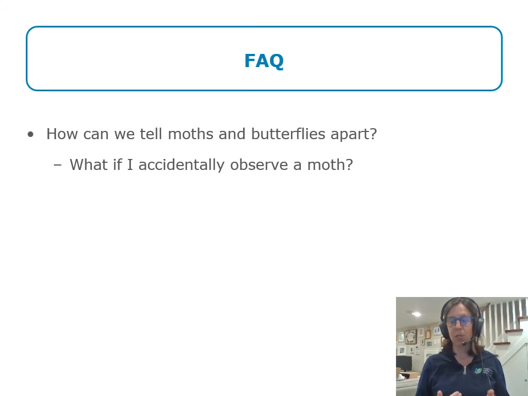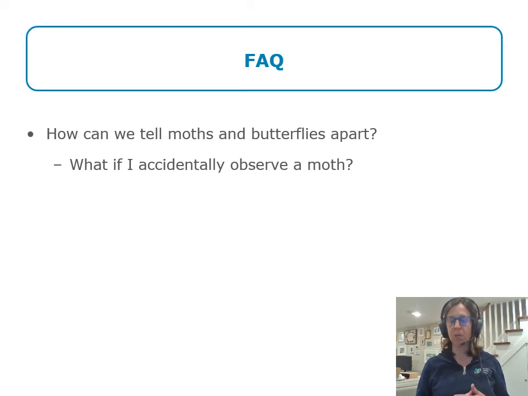It is generally true that moths more often fly at night than they do during the day, but there are many day-flying moths and many of them are very brightly colored. So this related question, what if I accidentally observe a moth, which I think is why people get concerned about telling moths and butterflies apart.